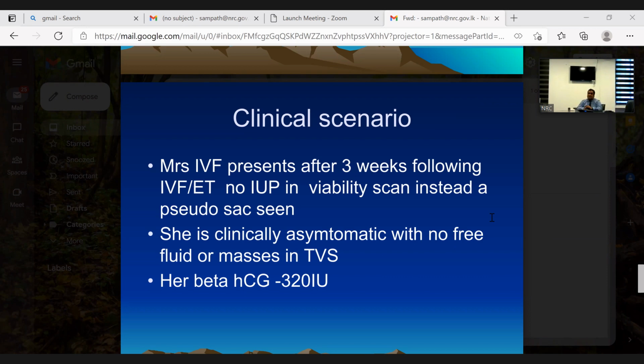And she is clinically asymptomatic with no free fluid or masses in the transvaginal scan. Now, this is a kind of patient who is aware of what has happened, and she knows there's a risk of ectopic pregnancy because she has gone through an assisted reproductive technique. Her beta HCG levels are very small and there are no masses. It's a very early ectopic and it's failing. So you let this pregnancy fail and get absorbed by the body. Don't do anything. This is a patient who only needs observation.